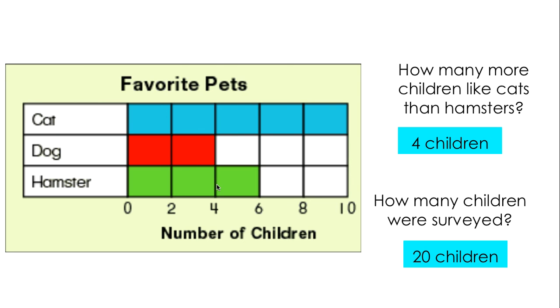Hopefully, you found out that 20 children were surveyed. If there were 10 cats, dogs were 4, and hamsters were 6, you simply add them all together. 6 plus 4 is 10, so I know that these two together equal 10. And then cats have 10, so 10 plus 10 gives you 20.